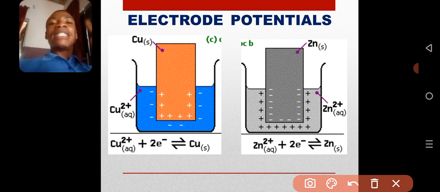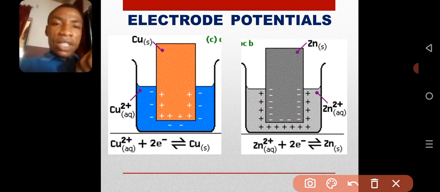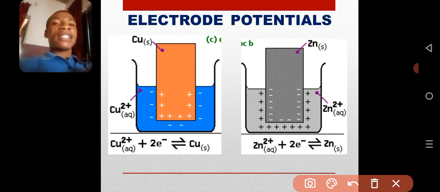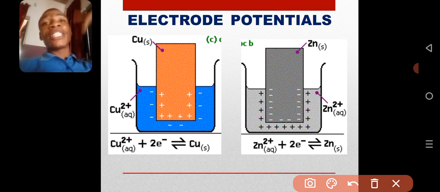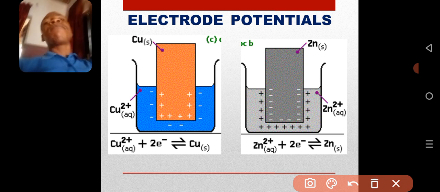Electrode potential happens to every metal. When you put the metal and dip it into a solution of its own ion, a potential difference is always generated, which we call electrode potential. And if you measure it, you can see a particular value of it using a voltmeter, or you can use a potentiometer, anyone. That is the value of the electrode potential of that particular metal inside the solution.